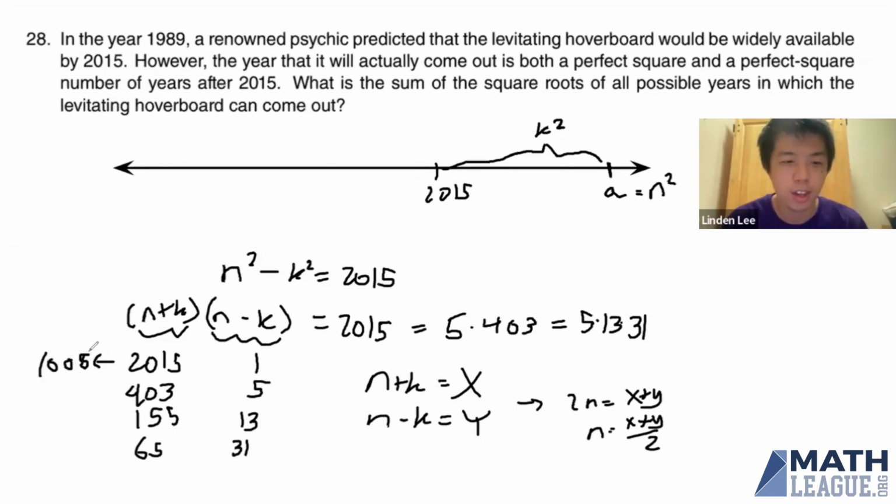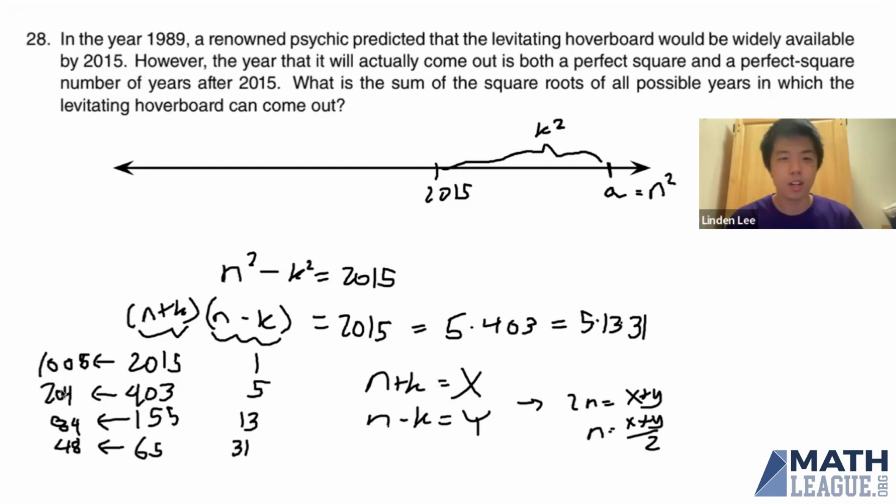Side note, this means that the hoverboard would come out in year 1,016,064. Similarly, another possible value of n is the average of 403 and 5. If you add them up, you get 408 divided by 2, you get 204. If you find the average of 155 and 13, you get 84. And if you average 65 and 31, you are going to get 48.